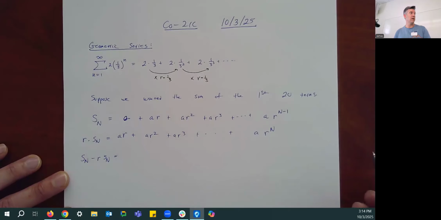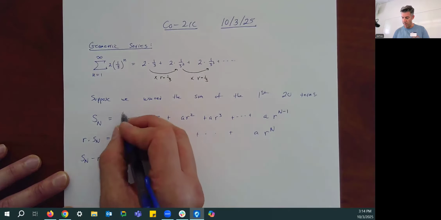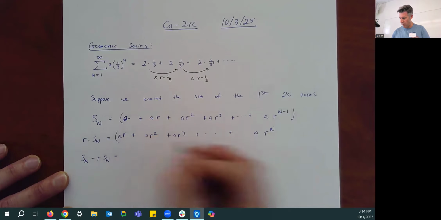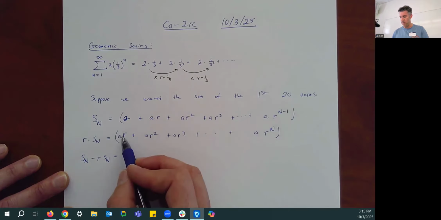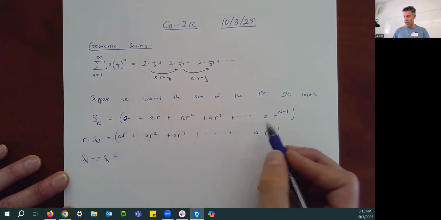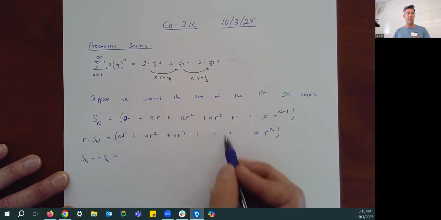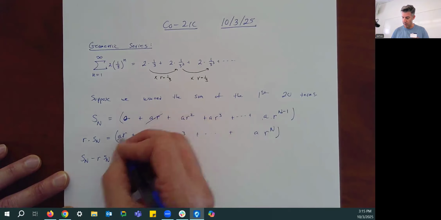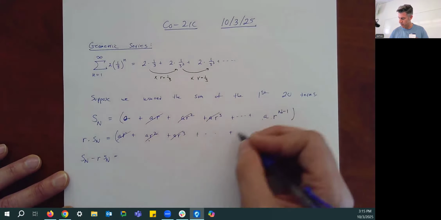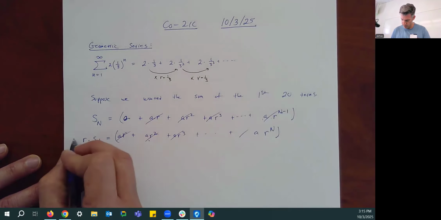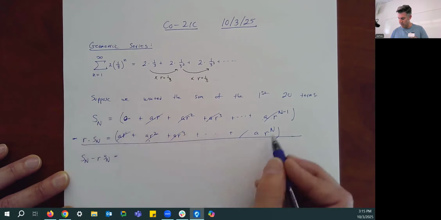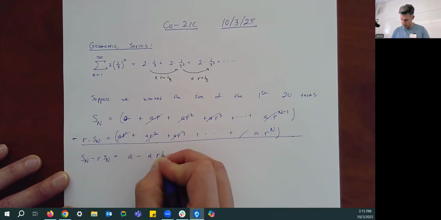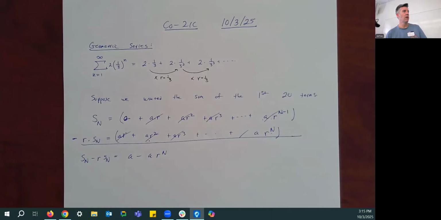I don't want to write all that out. I want you to observe that if I take all of this and subtract all of this, many, many terms cancel out. AR minus AR cancels, AR squared minus AR squared cancels, all the way to A times R to the n minus 1 cancels with the A times R to the n minus 1 that would have been right there. So practically everything cancels when we subtract these. And we're left with A minus A times R to the n.